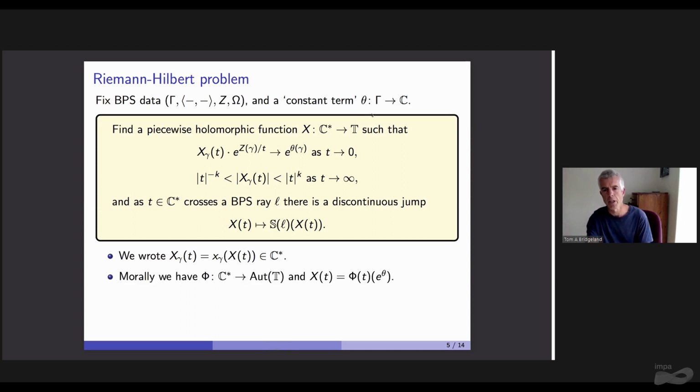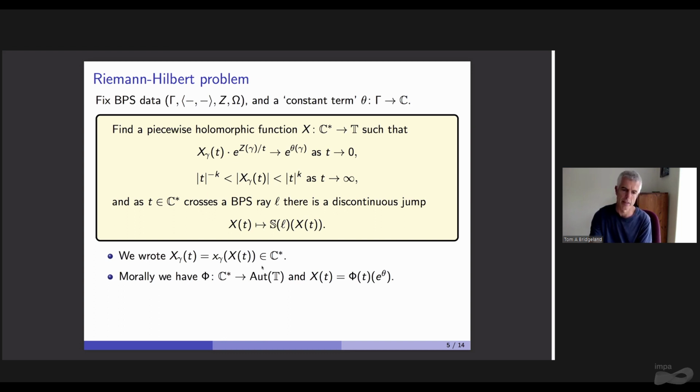Okay, and so what about this constant term business? The way you should think about this is that it really makes more sense to think about a Riemann-Hilbert problem with values in a group, namely the group of some kind of automorphisms of this torus. But this is a very infinite dimensional group.